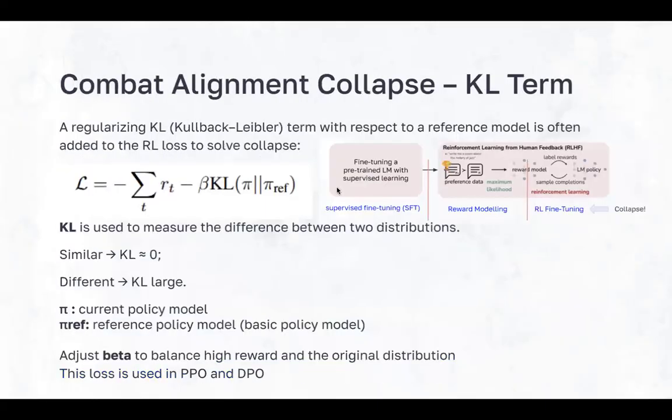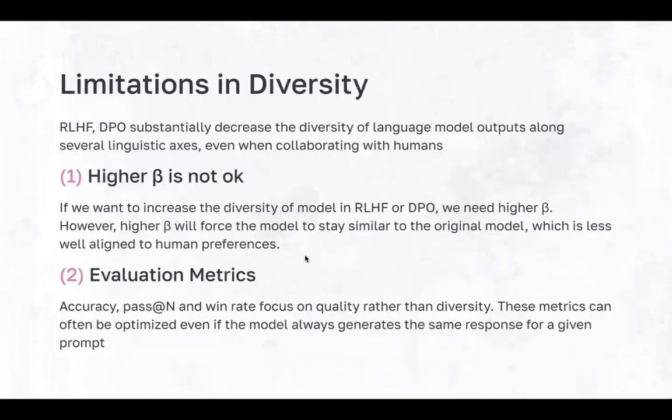This term you can see controls, I can say, the balance between the current model and the original one, I mean the reference model. So we use this to control, but a higher beta will force the model to stay similar to the original one, which will align less with human preference.